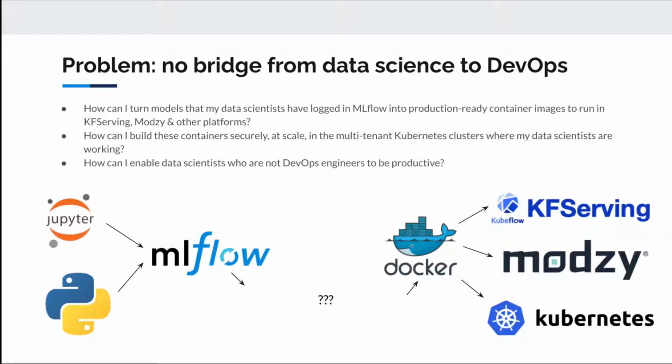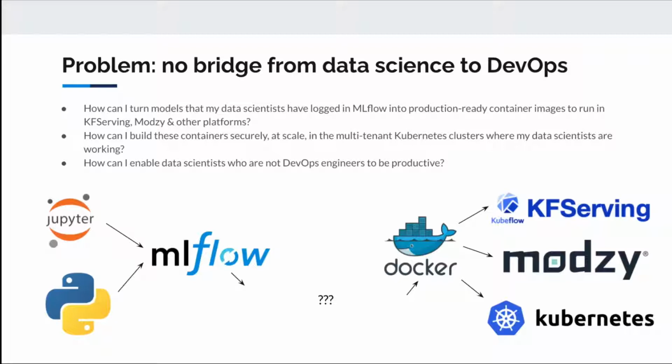And then on the right-hand side, you've got these DevOps people saying, how can I make sure that these container builds happen securely, that I know what's in the containers, that I can build them in a reliable, reproducible way, and how can I build these containers in the same multi-tenant Kubernetes clusters where my data scientists are doing their day-to-day work? And then more broadly, how can we make sure that the connection between the data science community and the DevOps community in these companies is a productive one?